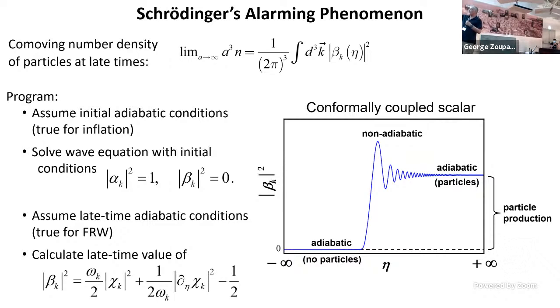And this is a graph for conformally coupled scalars of how beta k squared grows with time. You start off at eta equal to minus infinity in the de Sitter phase, so inflation happens way out there. Then inflation ends, and around the end of inflation for conformally coupled scalars, beta k squared oscillates and eventually goes to a constant, but the constant that beta k squared goes to is not zero, and that corresponds to particle production.